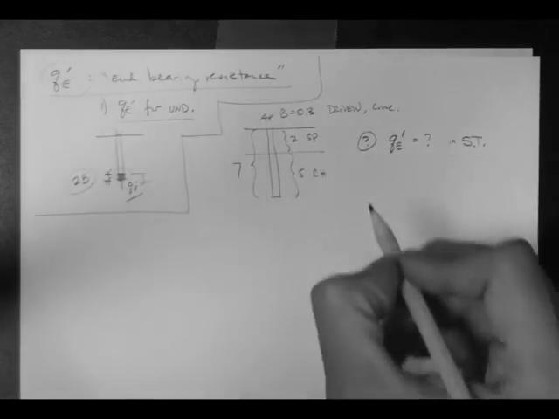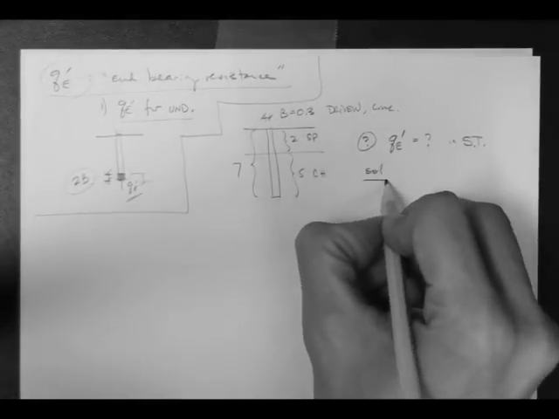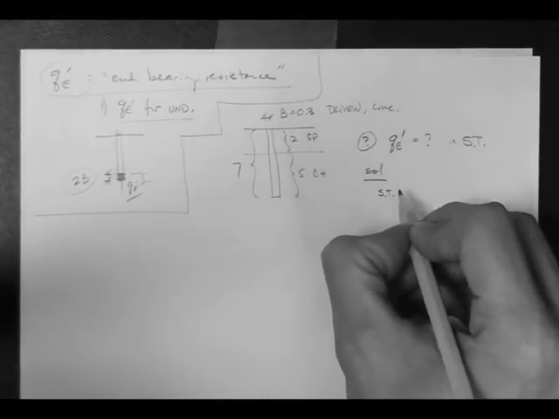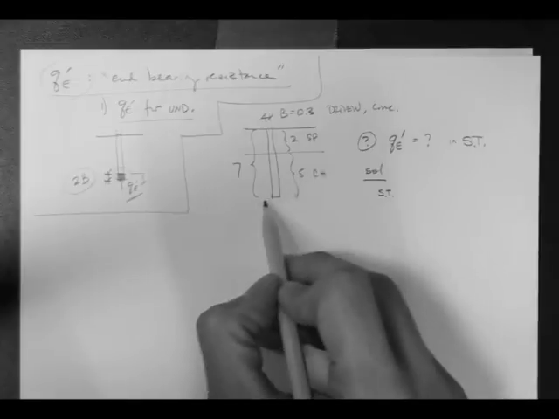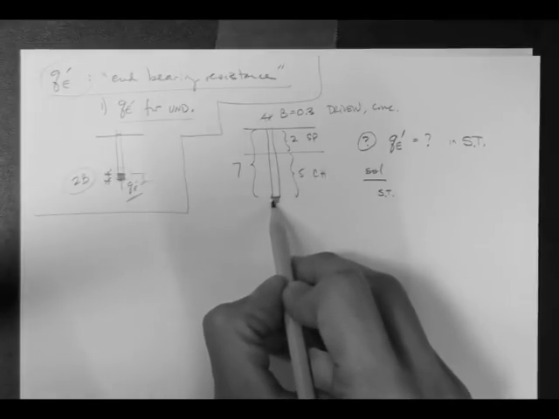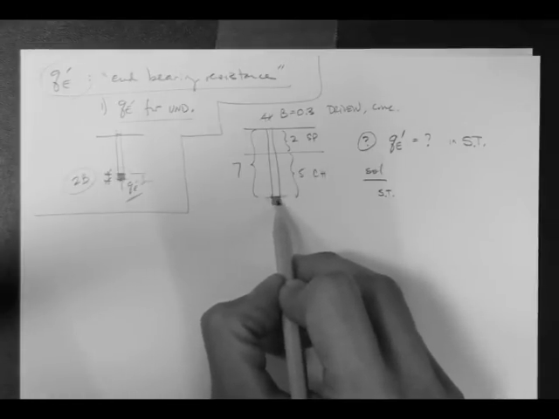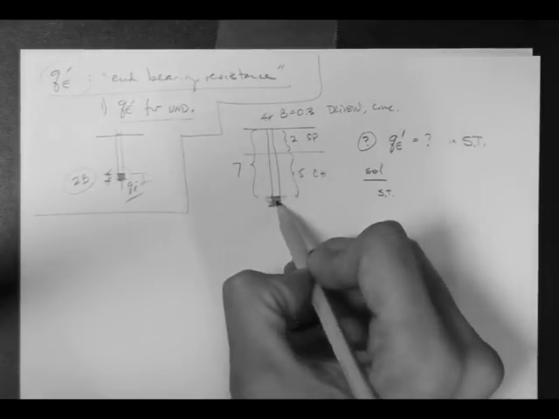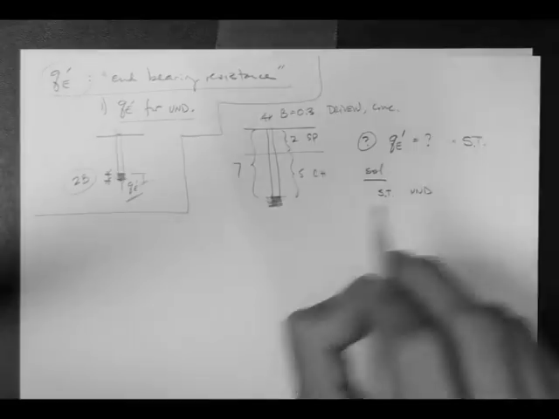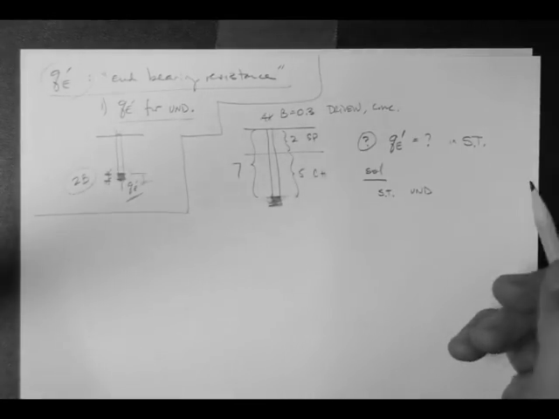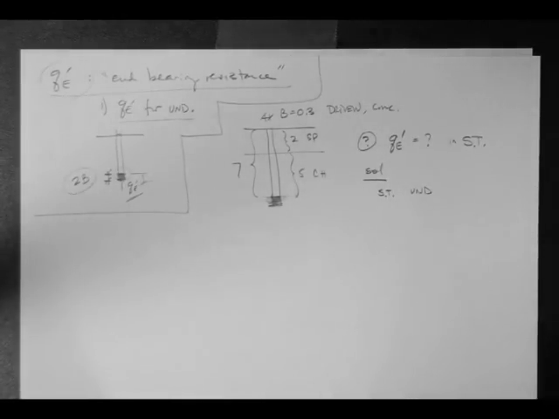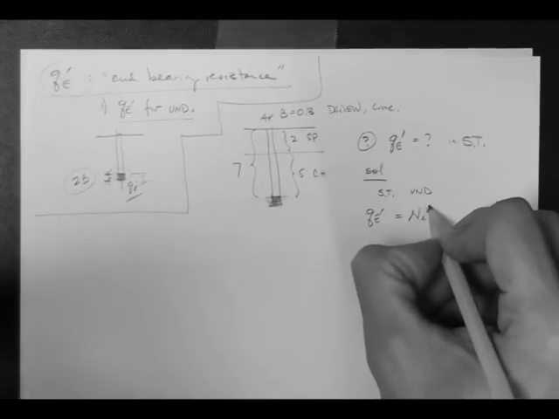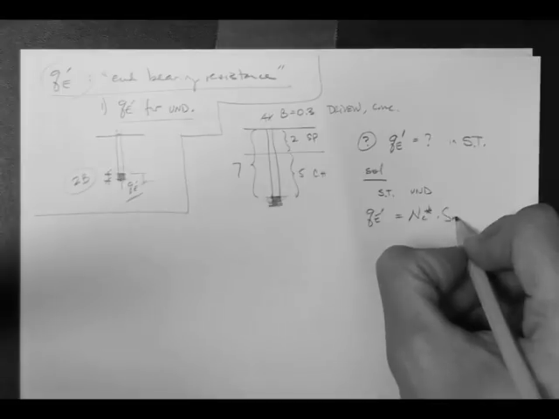Okay, solution. All right, in the short term, the end bearing, which is this portion here, this zone, is in the clay. Therefore, this zone is going to act undrained. So we need to use the NC star method. QE prime is equal to NC star times SU.